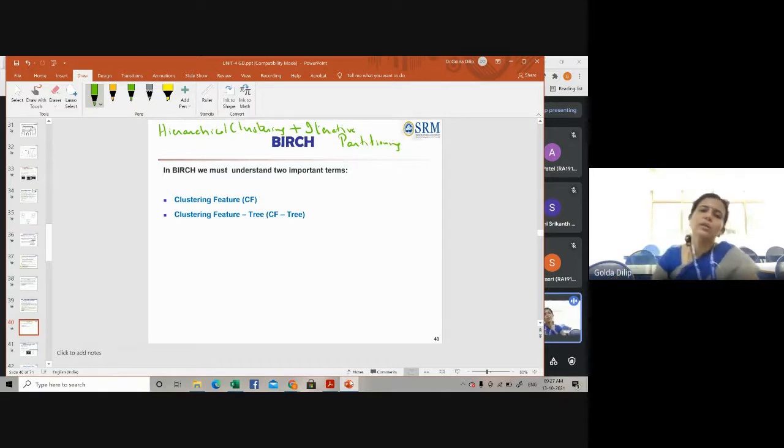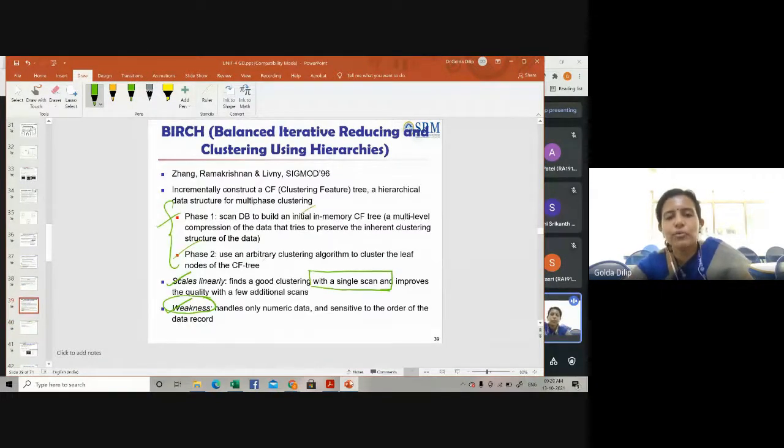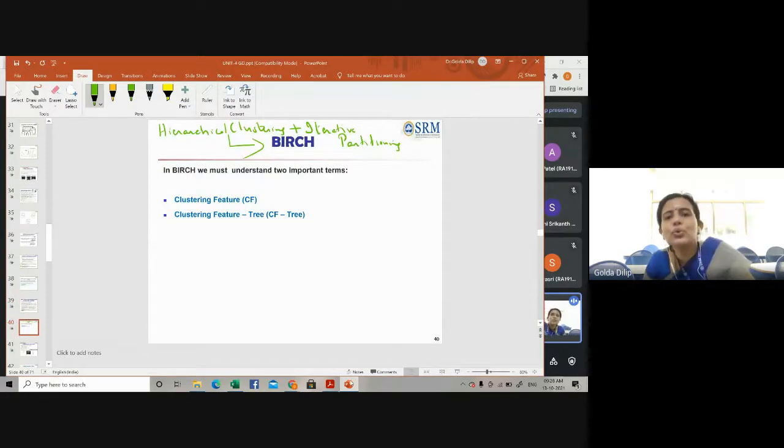Okay, so these two are the objectives of your Birch algorithm: hierarchical clustering and iterative partitioning. Before we start with phase 1 and phase 2, we need to understand two important terminologies associated with Birch. One is the clustering feature, or CF, and the second one is the CF tree, the clustering feature tree.